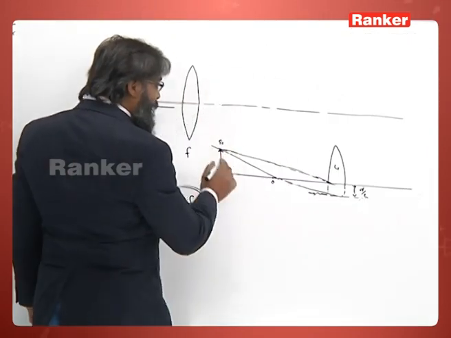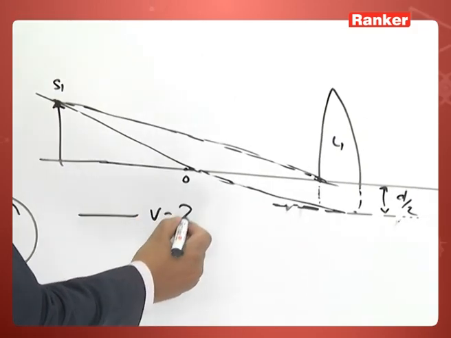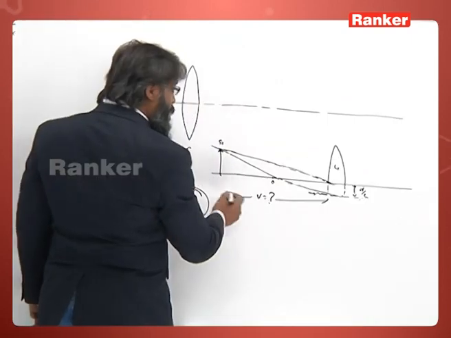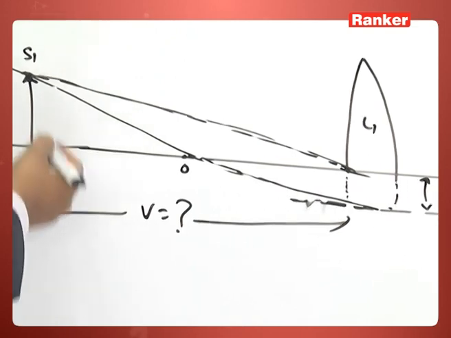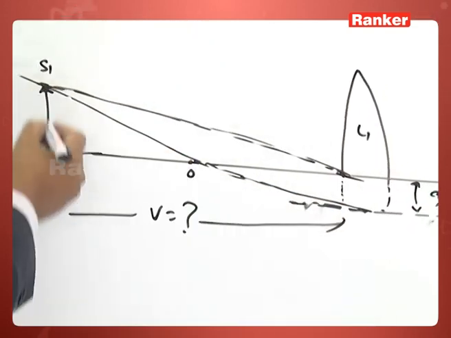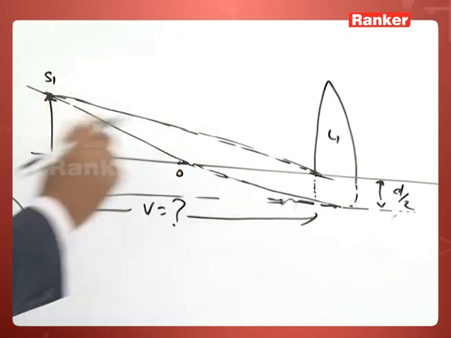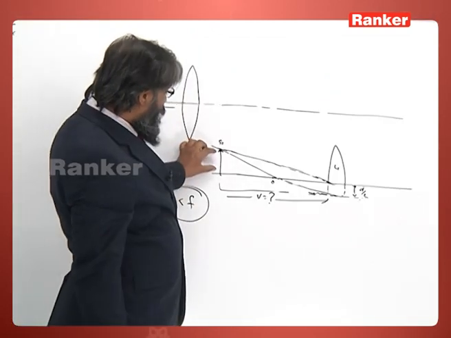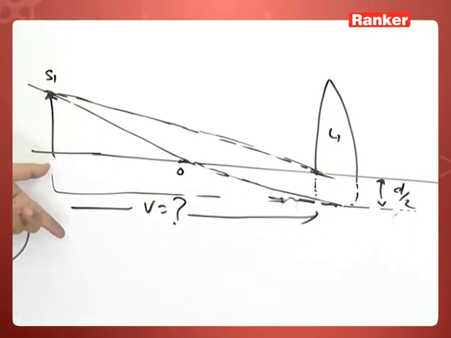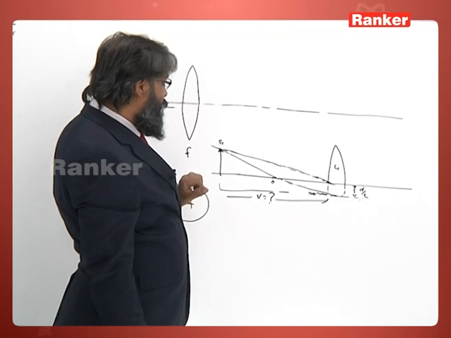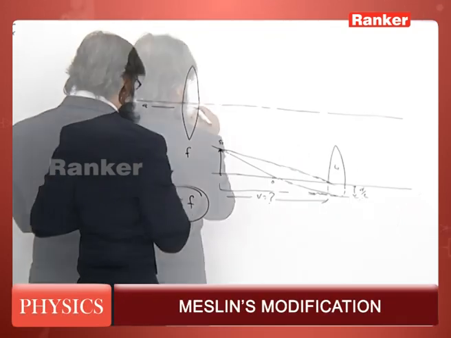So we have to first calculate this position V, and from magnification, or even by similarity of triangles, we can calculate it, because this ray goes undeviated. If I draw this, then by similarity of triangles we can calculate what this distance is. Once I know this distance, S2 will be similar, so 2 times that distance we can calculate. So we will do it by similarity. Let us calculate this distance.